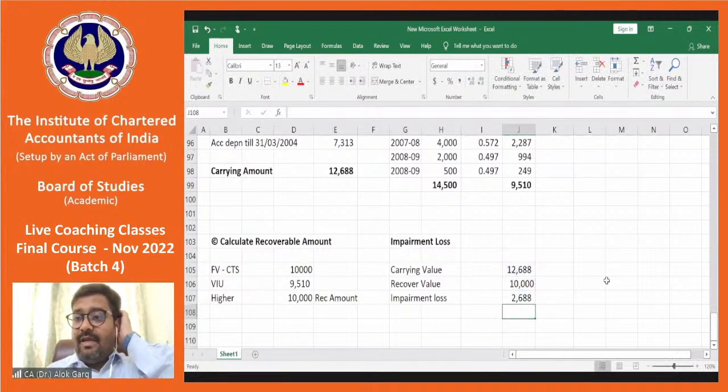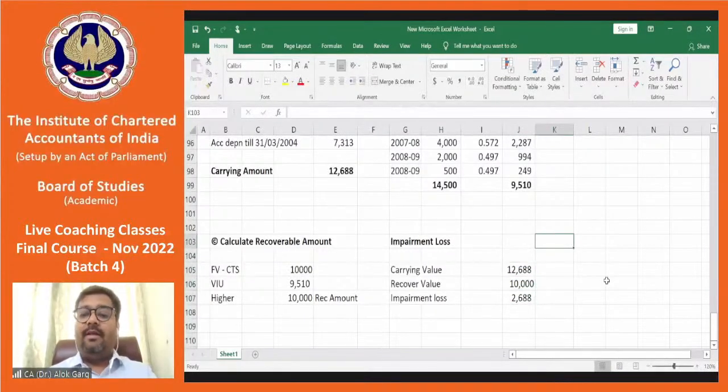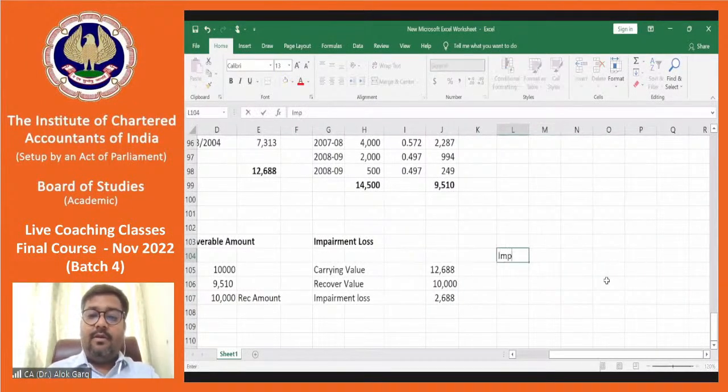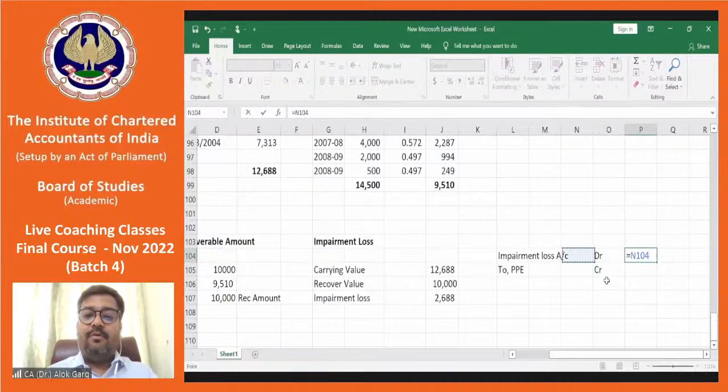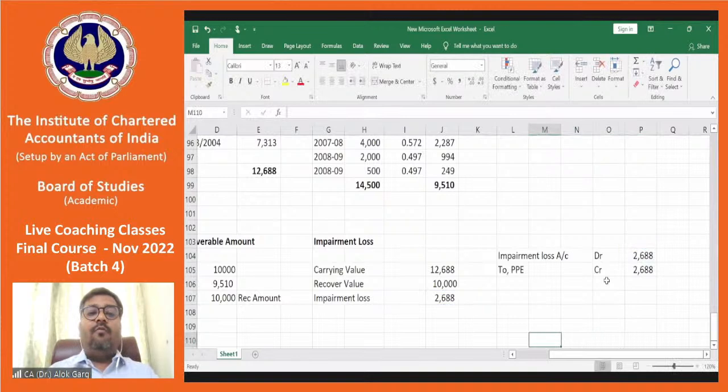So what will be the accounting entry? Your accounting entry will be impairment loss account debit to your asset account, to PPE. So how much is the amount? 2,688.